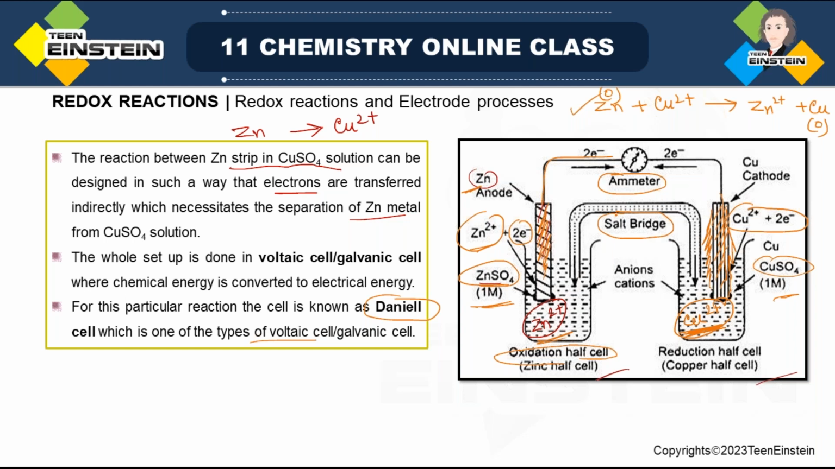So in this picture, we have electrodes: the Zn electrode, which is present on the left hand side, and the copper electrode, which is present on the right hand side. Zn is dipped in ZnSO4, copper is dipped in CuSO4. Electrons are moving from the left hand side to the right hand side, and electron movement will be clear from the ammeter.